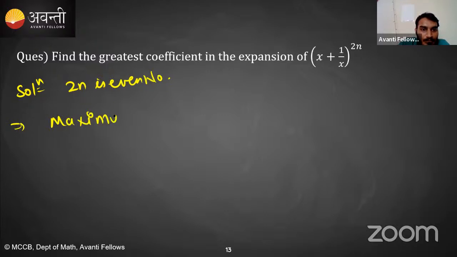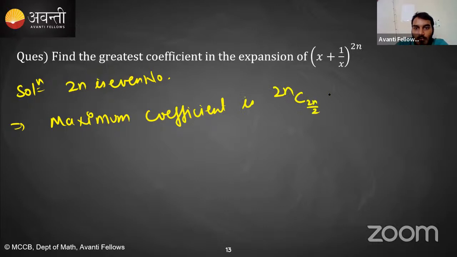So it implies the maximum coefficient is 2nC(2n/2), meaning 2nCn. Clear? So 2nCn is the maximum coefficient term. You have to remember that the middle term is always the term with the highest coefficient. If there are two middle terms, then both middle terms will be equal.